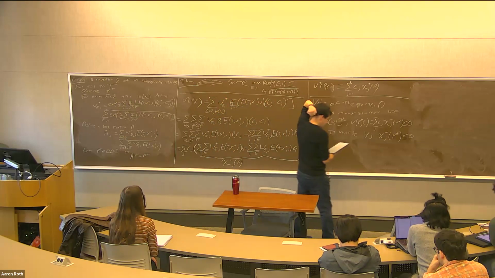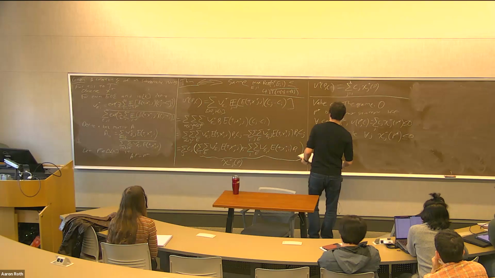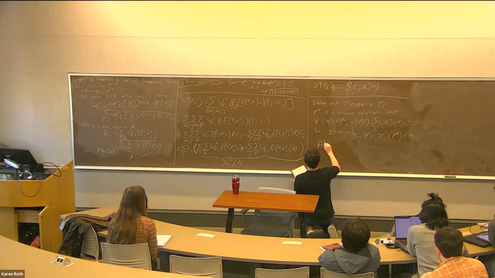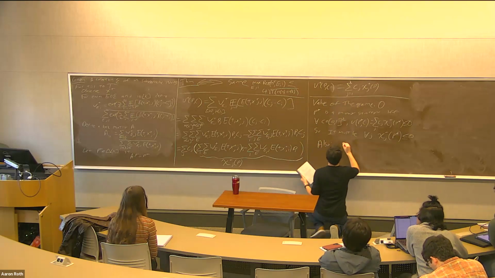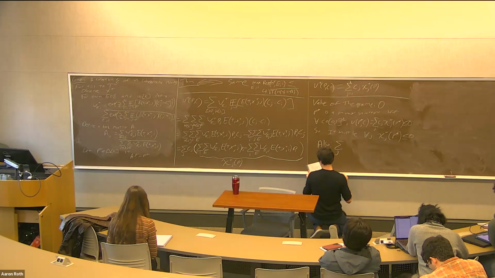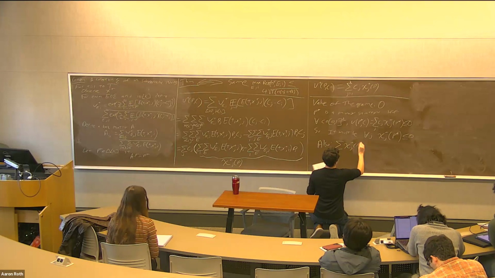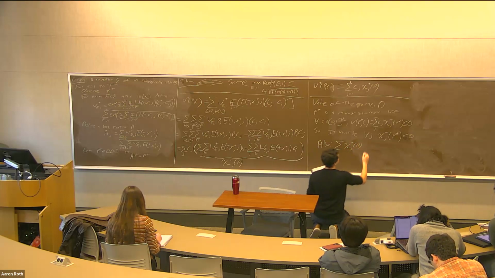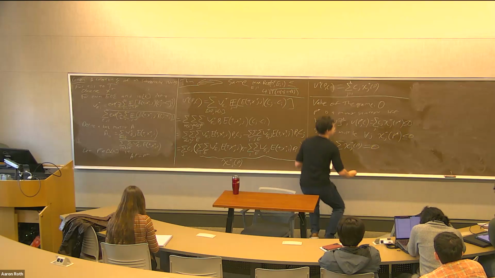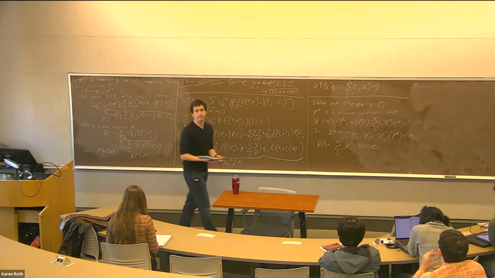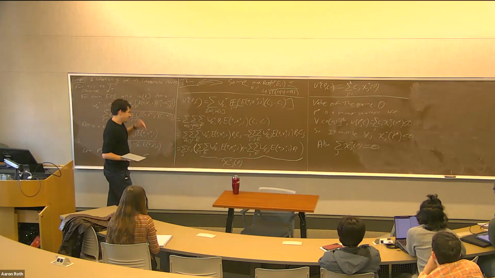Okay, but there's something else we know. If we sum up over all of the j's of chi j of P for any P, I claim this is always going to be exactly 0. And that follows from symmetry.